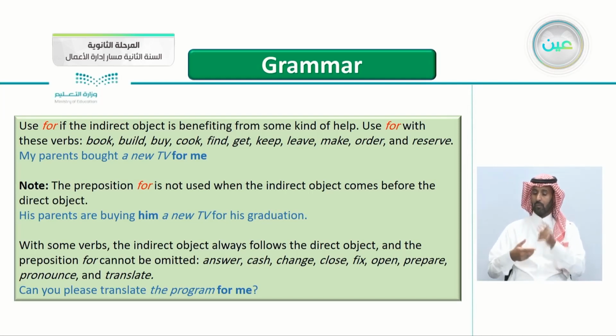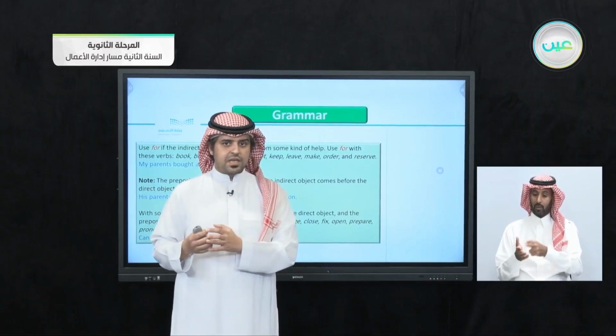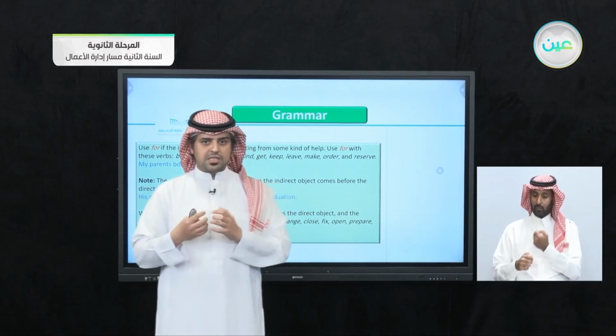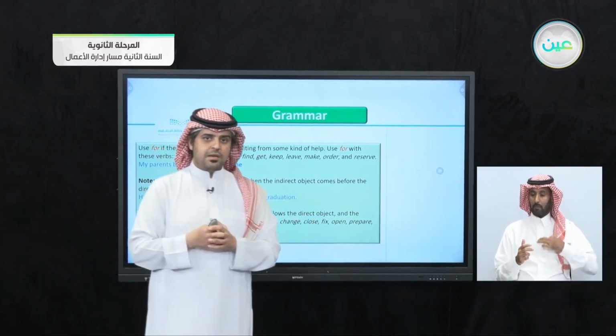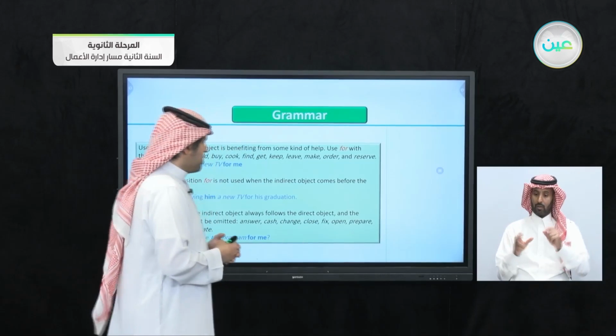We use for with these verbs: book, build, buy, cook, find, get, keep, leave, make, order, and reserve. For example, my parents bought a new TV for me. I'm not receiving the TV. They bought it for me. So I'm benefiting here by getting the TV from my parents.